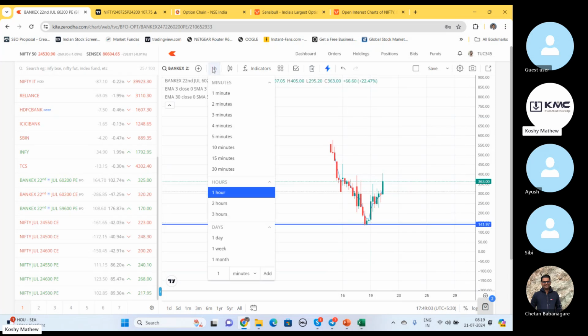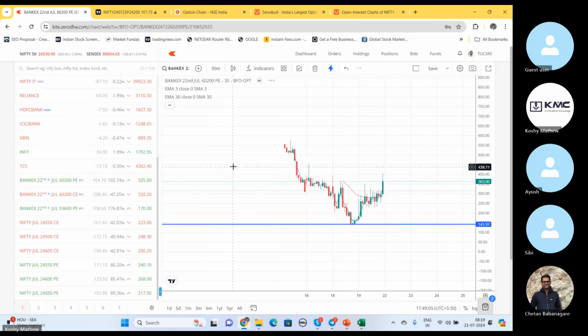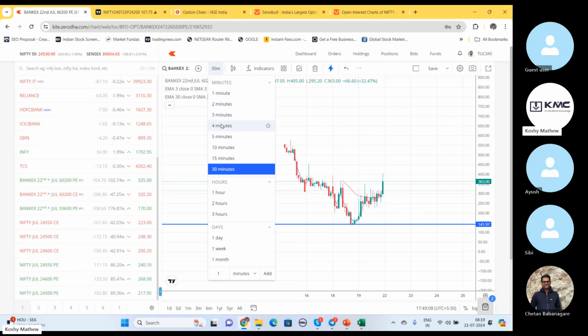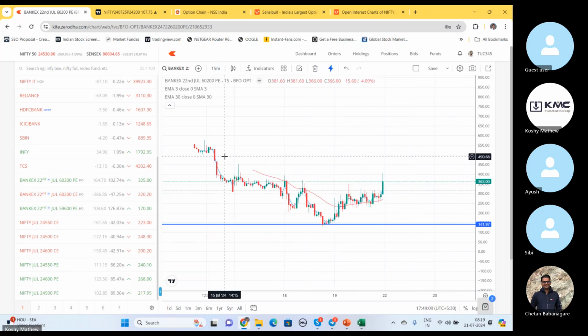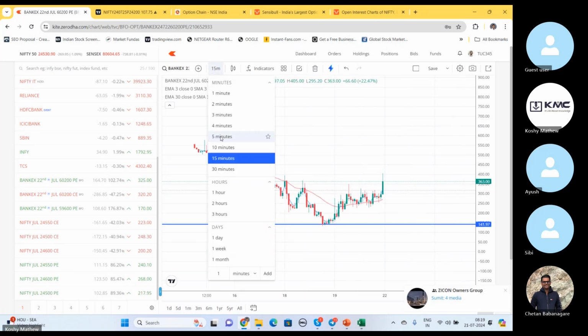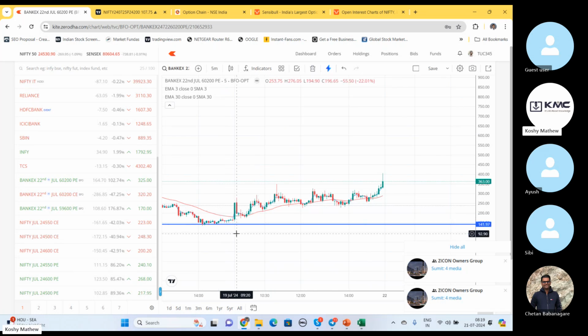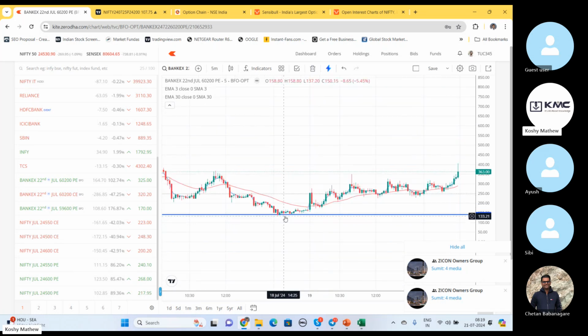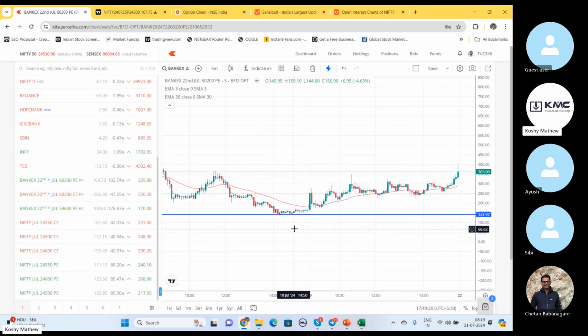After that, go to a 30 minutes candle. Shift it to a 15 minutes candle. Shift it to 5 minutes. See, on the 5 minutes candle, how many times it took base? Several times it took base. That means big money doesn't want the premium to go below this. That means they're expecting to pull the market a little to the higher side.